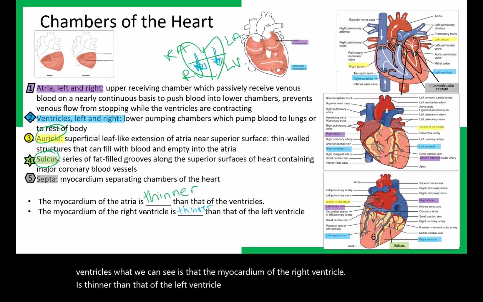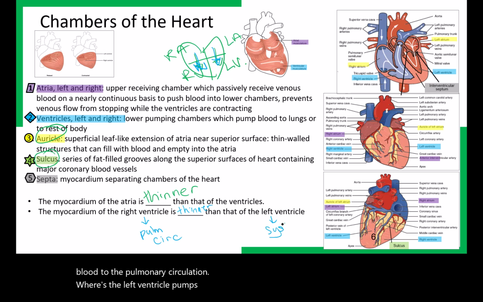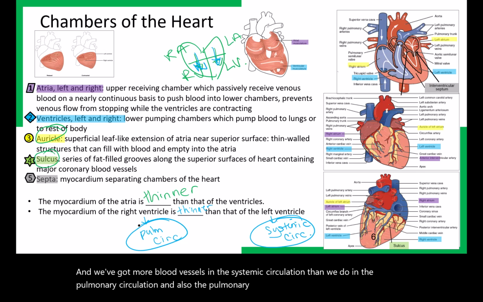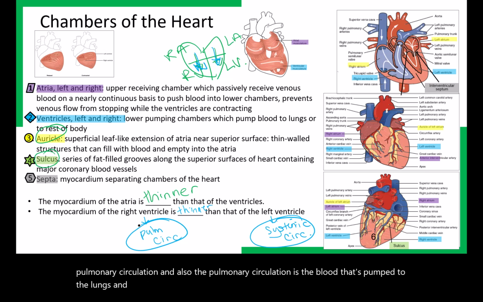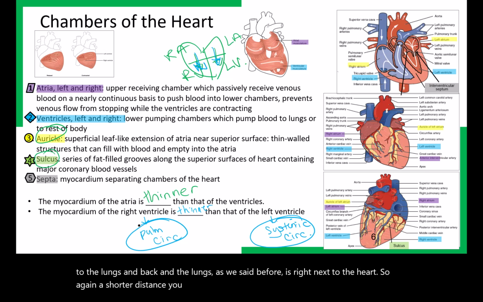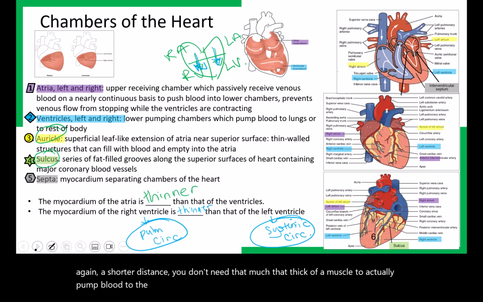That's because the right ventricle pumps blood to the pulmonary circulation, whereas the left ventricle pumps blood to the systemic circulation. And we've got more blood vessels in the systemic circulation than we do in the pulmonary circulation. Also the pulmonary circulation is the blood that's pumped to the lungs and back, and the lungs, as we said before, are right next to the heart. So again, a shorter distance, you don't need that thick of a muscle to pump blood to the lungs next door, compared to the systemic circulation, which pumps blood a much further distance.